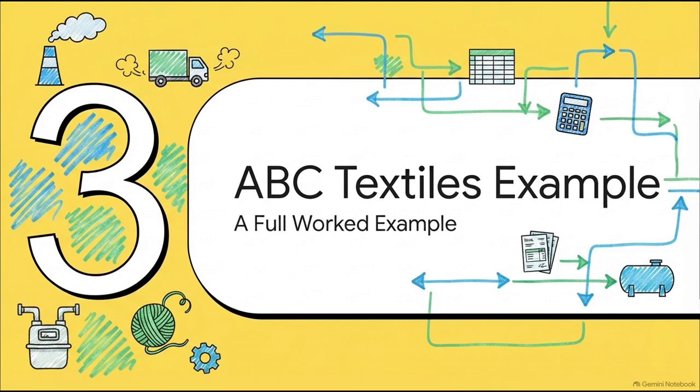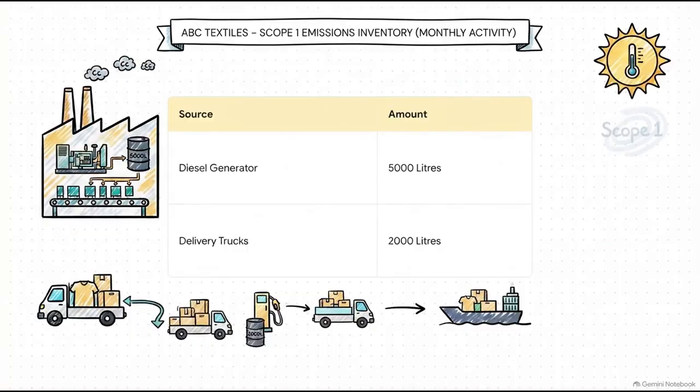Let's take all of this high-level theory and see what it actually looks like in practice. We're going to build a scenario using a fictional, mid-sized garment exporter based in Faisalabad. Let's call them ABC Textiles. First, we need to gather their activity data for one typical operating month.